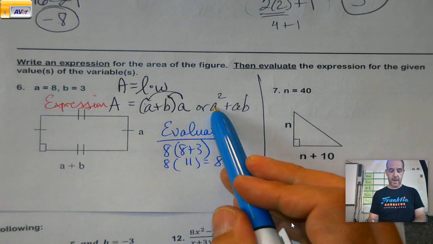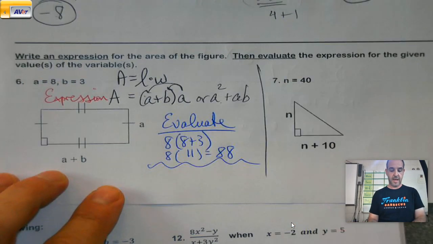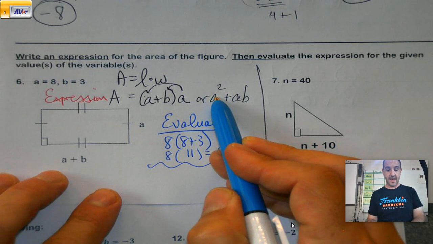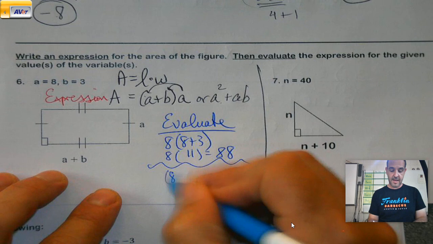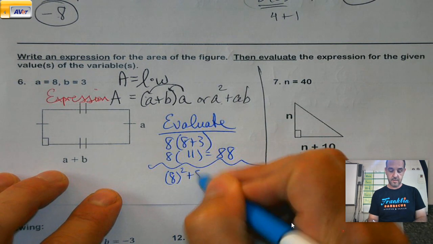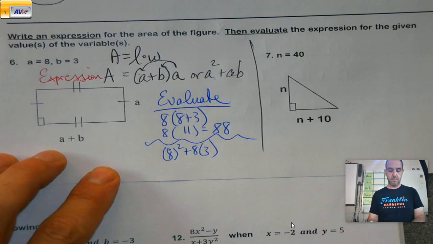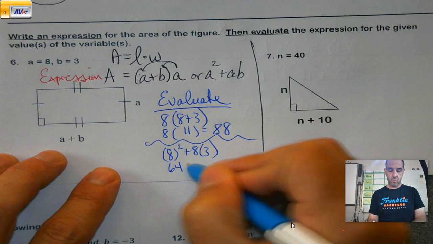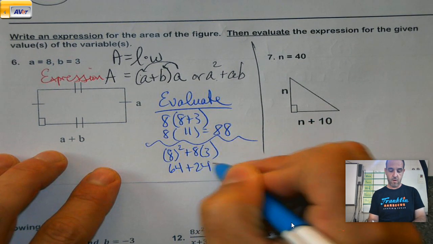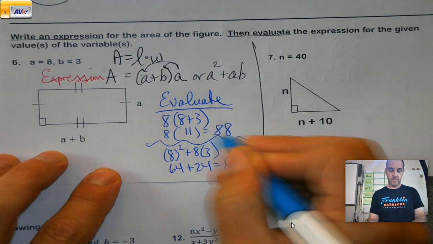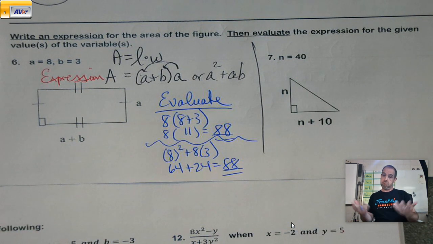If I did it this way, if I plugged it into this one, I'd have 8 squared plus 8 times 3. 64 plus 24, still 88. Okay, multiple ways to get to the same thing. Happens a lot in math.